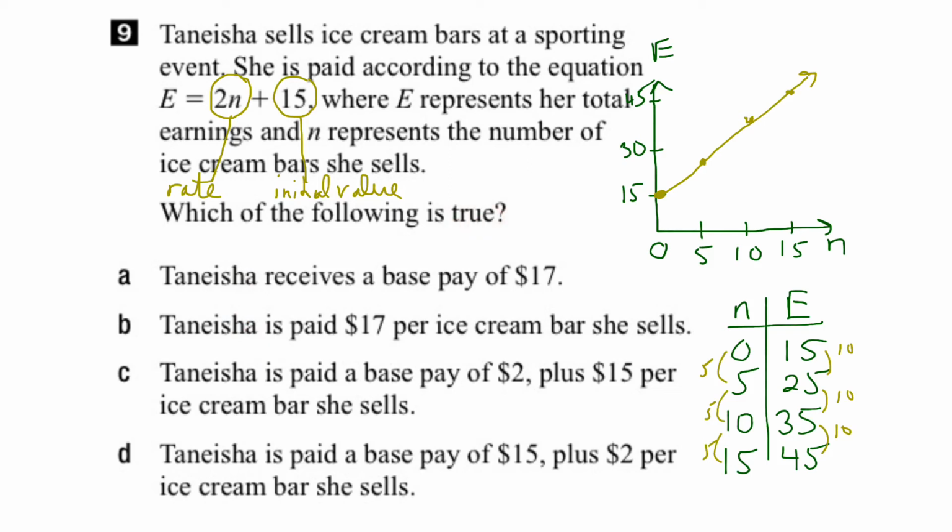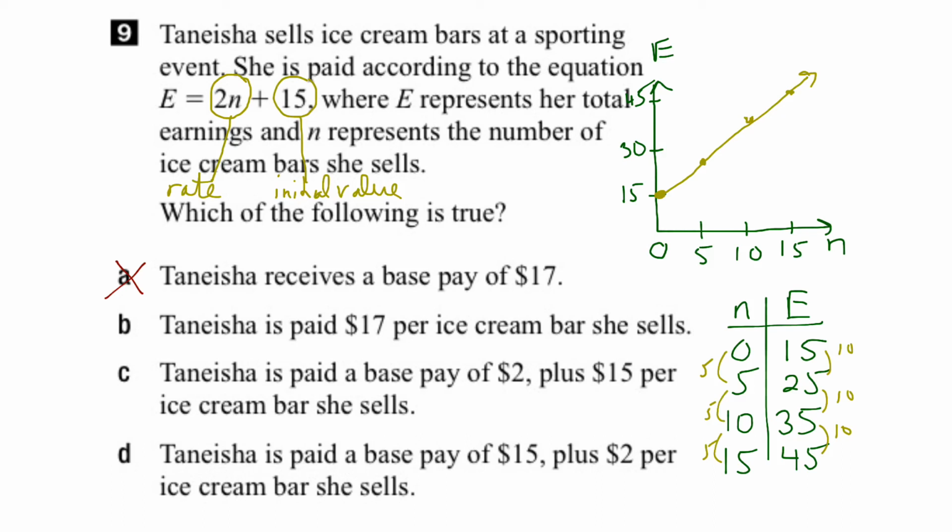All right, let's look at A. Tanisha receives a base pay of $17. Well, base pay represents the initial value, and that's right here, and it's also right here in the equation. Now, her base pay is $15. Even if she doesn't sell any ice cream bars, she still gets $15. So we know that that statement is incorrect.